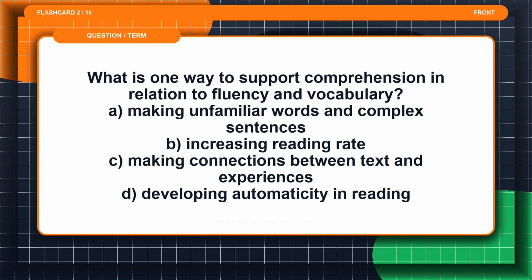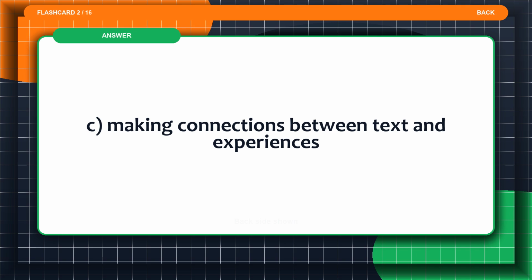Flashcard 2. What is one way to support comprehension in relation to fluency in vocabulary? A. Making unfamiliar words and complex sentences. B. Increasing reading rate. C. Making connections between text and experiences. D. Developing automaticity in reading. Think of the answer before the reveal. The answer is C. Making connections between text and experiences.